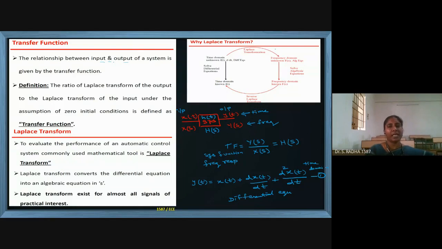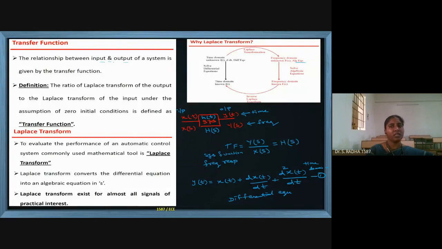So if you see the diagram on the right side, time domain, unknown f of t, d by dt, differential equation, solving the differential equation, time domain f of t. And when you apply Laplace transform, time domain is converted to frequency domain. The differential equation will be converted to an algebraic equation. In frequency domain, after applying Laplace transform, the differential equation in time domain is converted to an algebraic equation.